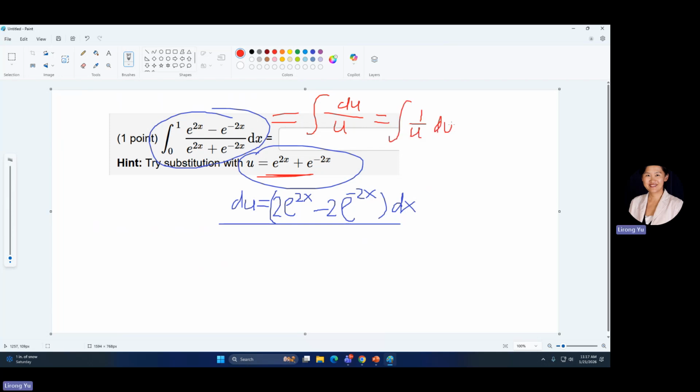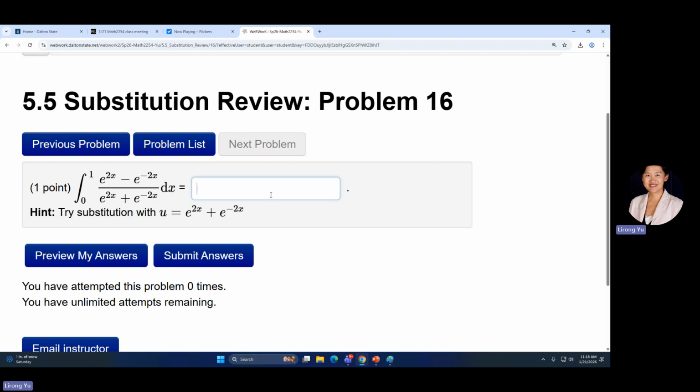The integration of a reciprocal function equals the natural log. So this is natural log of u plus c, and then u equals that summation. So the final answer will be natural log of e to the 2x plus e to the negative 2x plus c. That's pretty much how it looks. Because the exponential functions are all positive, we don't have to use an absolute value.